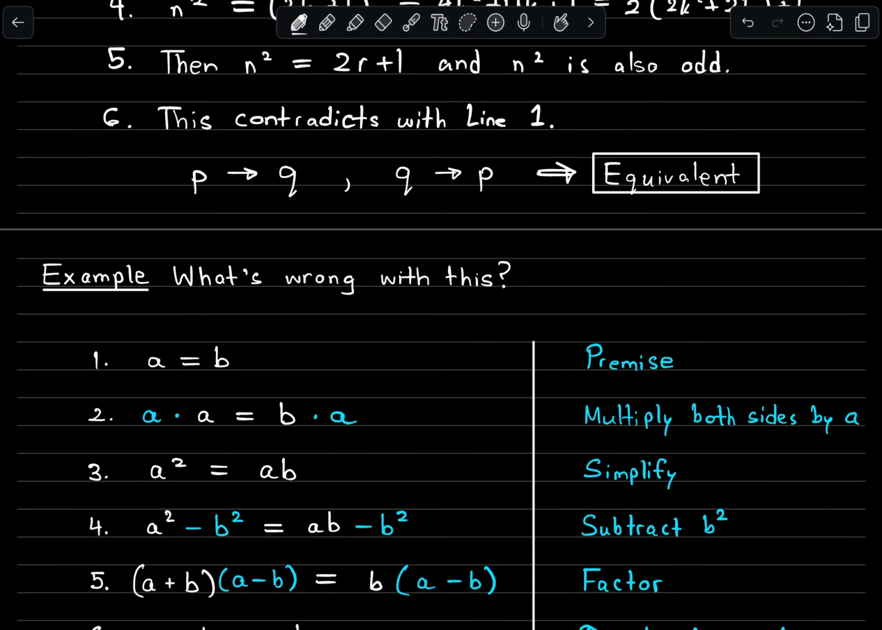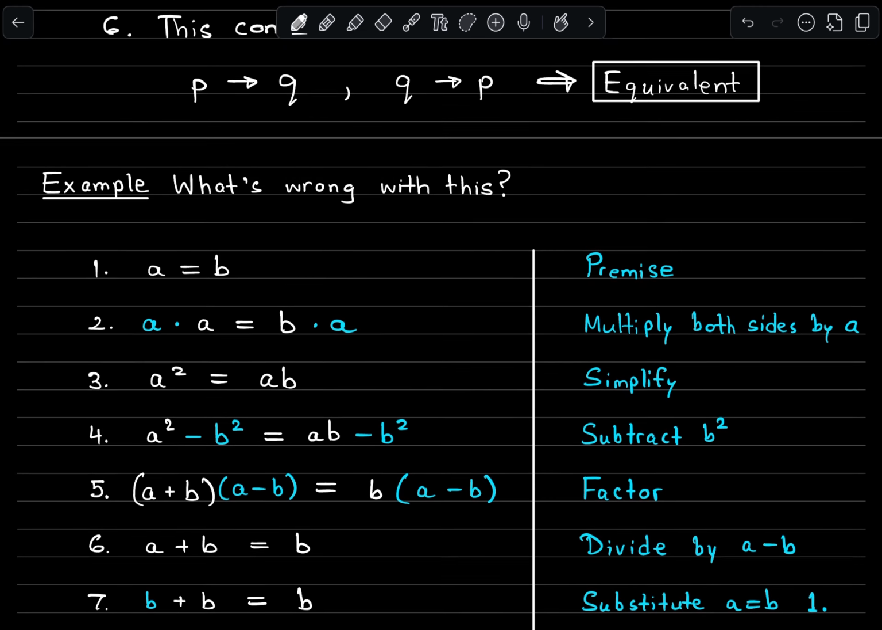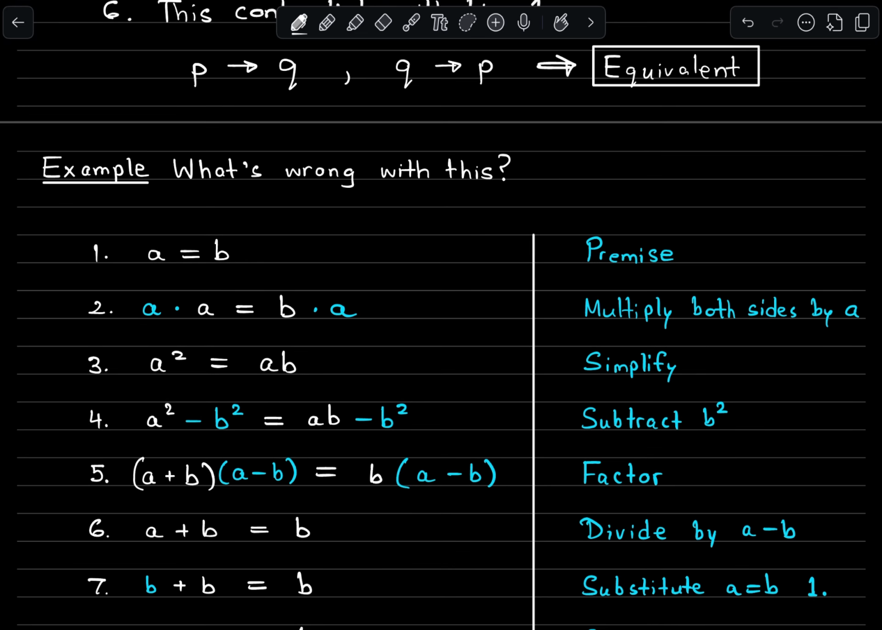What's wrong with this proof? All right, we've got a lot going on here. We start with this statement, A is equal to B. That's our premise. Then we multiply both sides by A. That's fine. That's mathematically legal. We're doing the same operation on both sides of this equation. It's perfectly acceptable. We get A squared on the left side is equal to A times B on the right side.